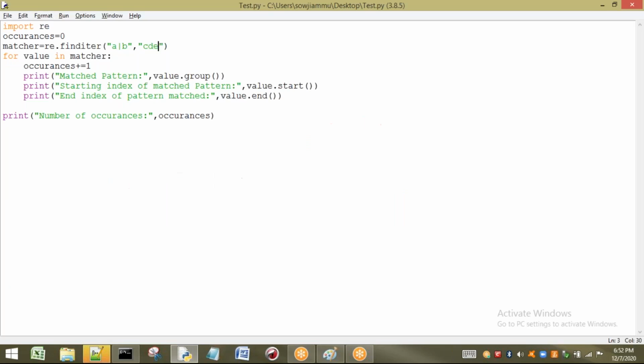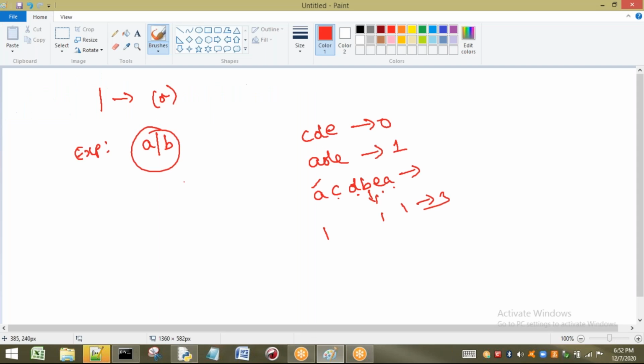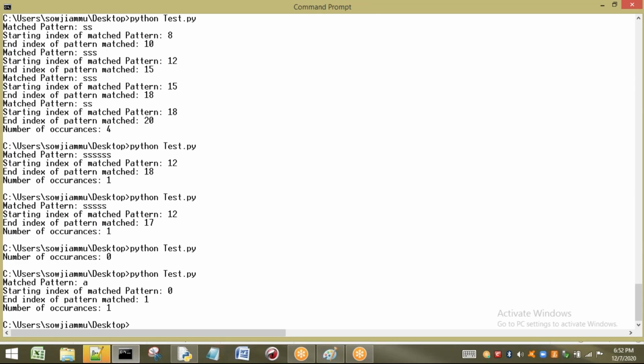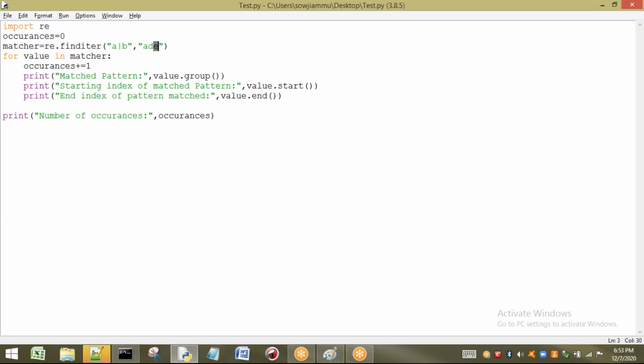Next one, I will take the same example, that is nothing but ADE. Here first one is A. I am searching for A or B. So A is found, one match. Is this one A or B? No. Is this one A or B? No. So only one occurrence we are going to get. That is nothing but A.